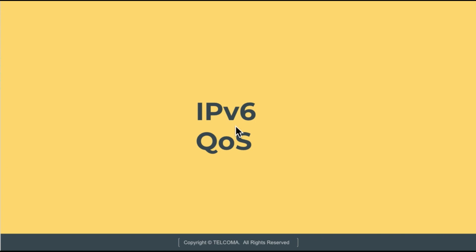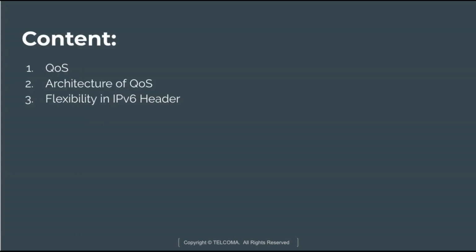So today we are going to discuss QoS, that is the quality of service of the IPv6 packet. In this class we will discuss what QoS is, then the architecture of QoS, and the flexibility in the IPv6 header. So let's start with the first, that is what is QoS.